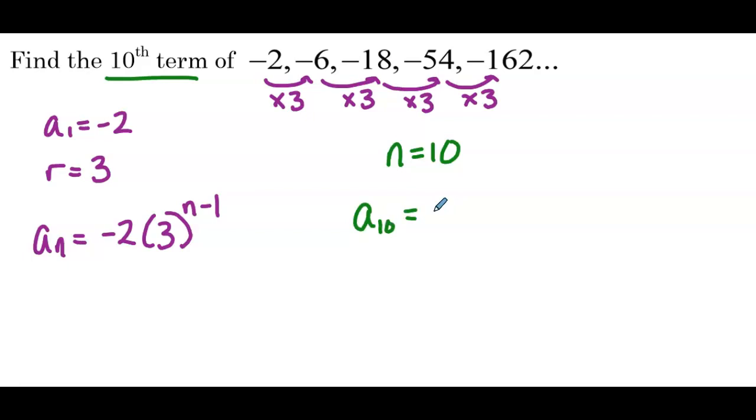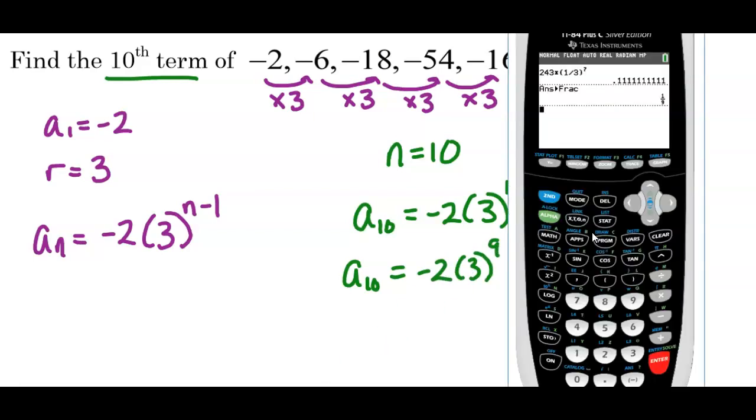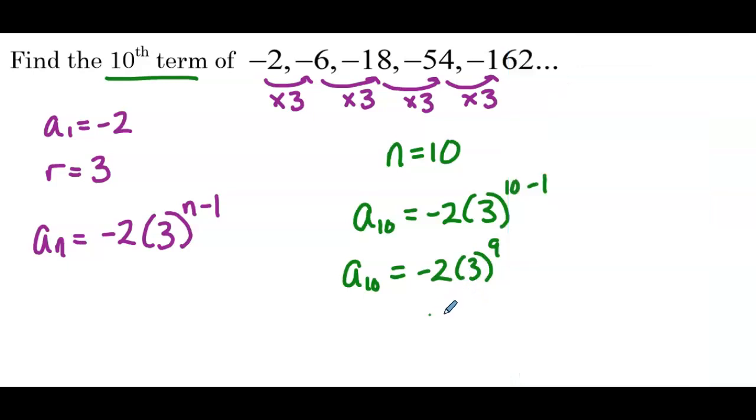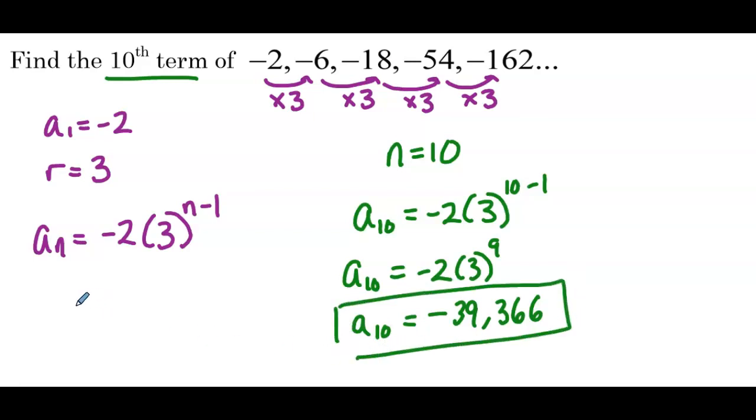So a sub 10 equals -2 times 3 to the 10-1. So we'll do that subtraction in the exponent first. So a sub 10 is -2 times 3 to the 9th. Again, we'll use our calculator here. So we'll clear that out. So we have -2 times, in parentheses, 3 to the 9th. And we hit enter. -39,366. That's the 10th term of our sequence. Perfect.